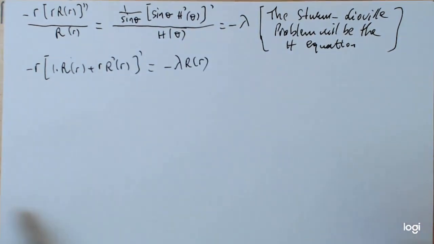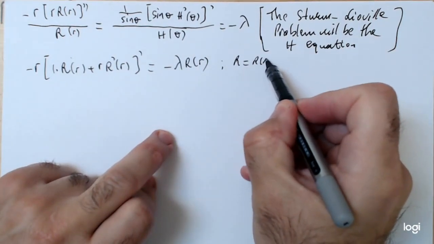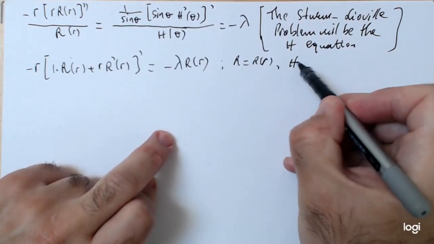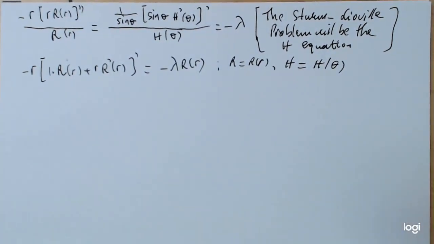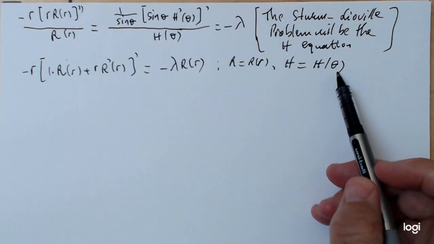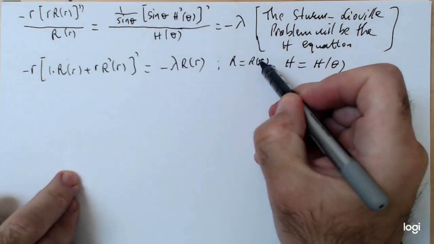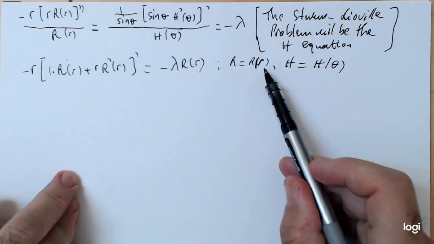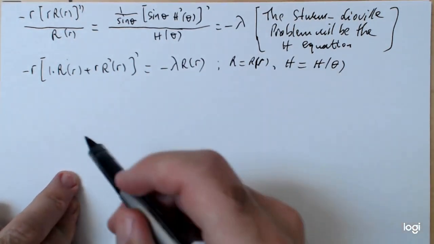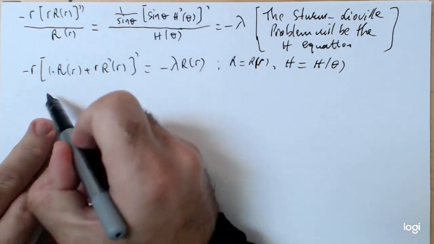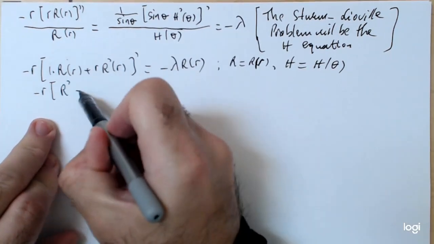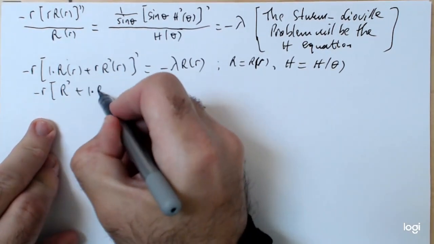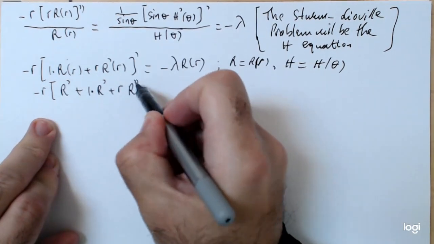Remember, for convenience, we can, at this point, just write R for big R of little r, and by the same token, we can write big H instead of H of theta, just for convenience, because now there's no risk of confusion. Sometimes I emphasize theta when it's needed, but whenever there's no risk of confusion, you can always drop the specification of the variable. So one more product rule here, we have minus r, one more derivative, so that's going to be R prime here, and another product rule for this term, 1 times R prime plus r big R double prime.